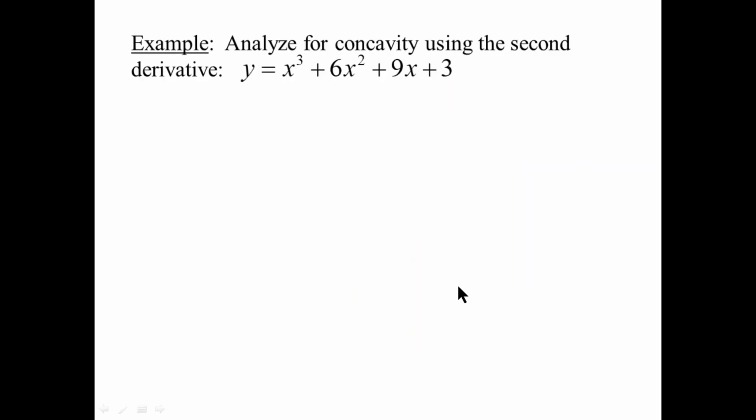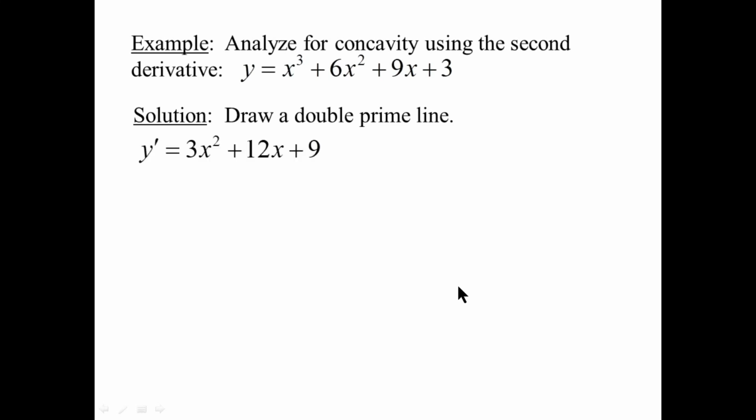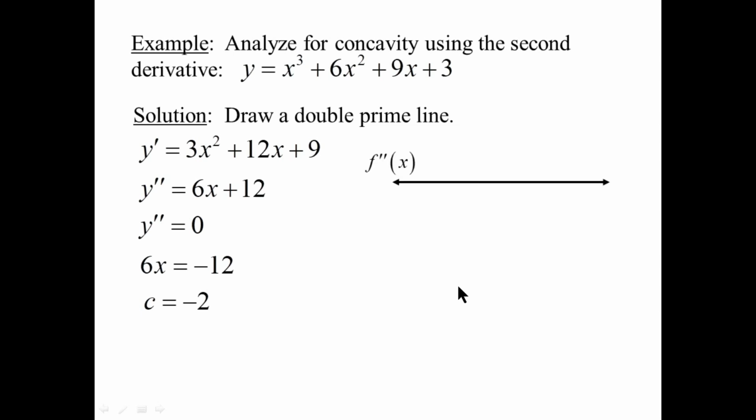Okay, let's do some analysis. Analyze for concavity using the second derivative. Solution, we got to draw a double prime line, which means you'll have to differentiate and then differentiate the derivative. So we got our double prime, set it equal to 0. So we'll set the second derivative equal to 0, and we have 6x equals negative 12 and x equals negative 2. It's a critical number, C, so we'll call it C equals negative 2, and we'll put it on our double prime line, negative 2, kind of like we did with a single prime line, and evaluate the intervals.